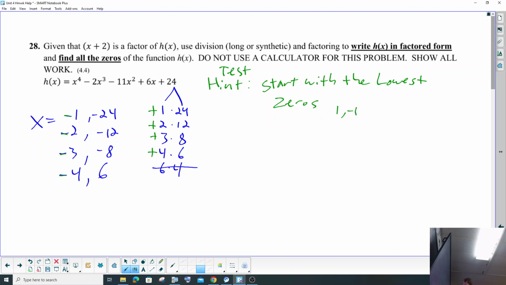Start with 1, negative 1. Start with 2, negative 2. And then you'll find those zeros pretty fast, maybe even 3 and 4. Don't do the higher ones, we'll do the lower ones just to save you some time.